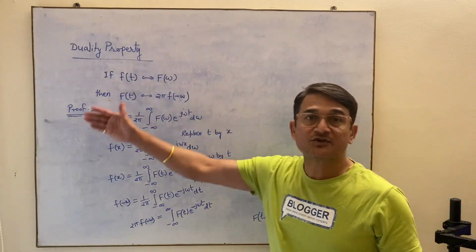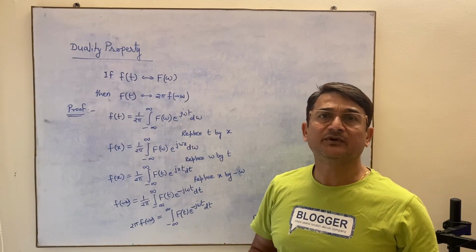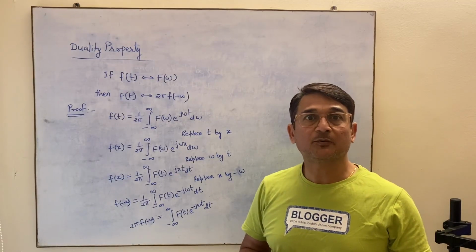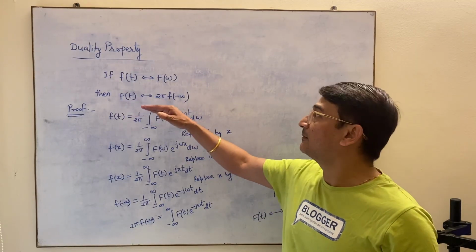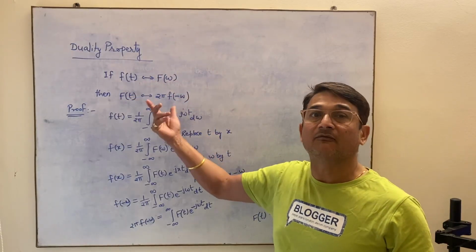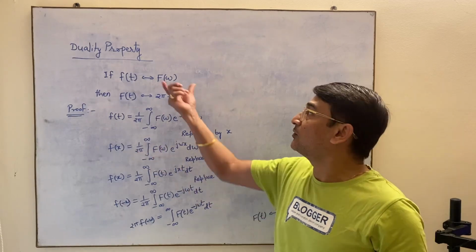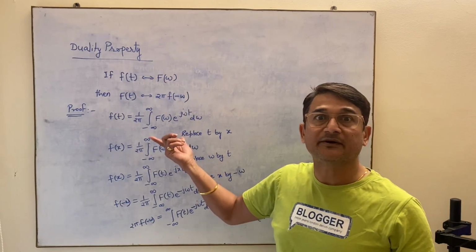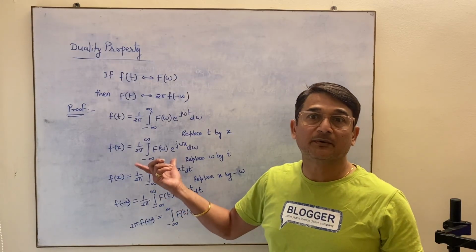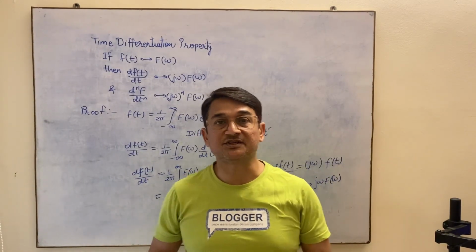The application of the duality property is to calculate the inverse Fourier transform with the help of properties. We will take some numericals based on properties, and then you will have a better understanding of why this property is used and how it is used to perform the various operations of Fourier transform. After this duality property, the next property is the time differentiation property.